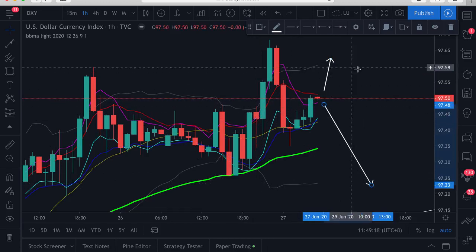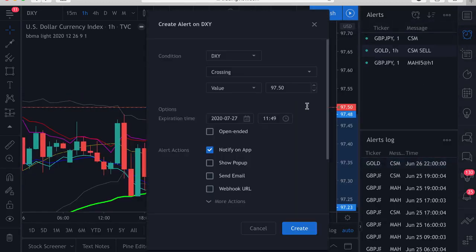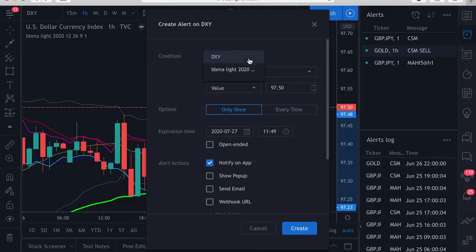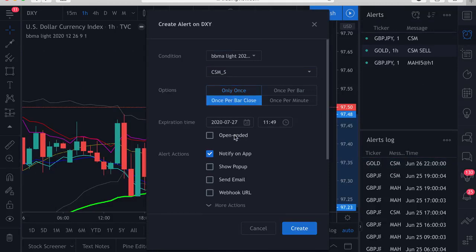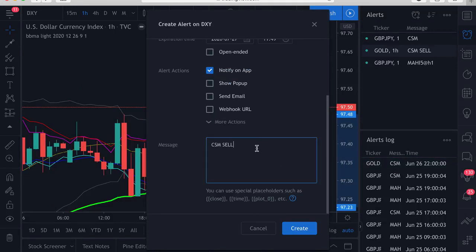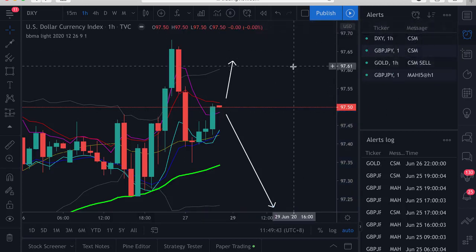So for this, we can set our alert on TradingView. We want to see CSM sell to support our sell setup. CSM sell at H1, and we need to see it close below the EMA 50. Okay. DXY.